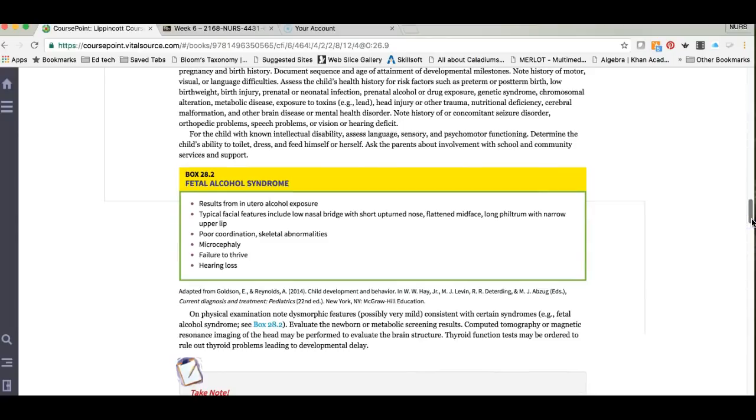Fetal alcohol syndrome. Fetal alcohol syndrome is very unfortunate. You know, a mother may not realize that she's pregnant, be drinking, and then the baby is born with some sort of fetal alcohol syndrome symptoms. So here are the symptoms that you want to look for, or the assessment findings that you want to look for.